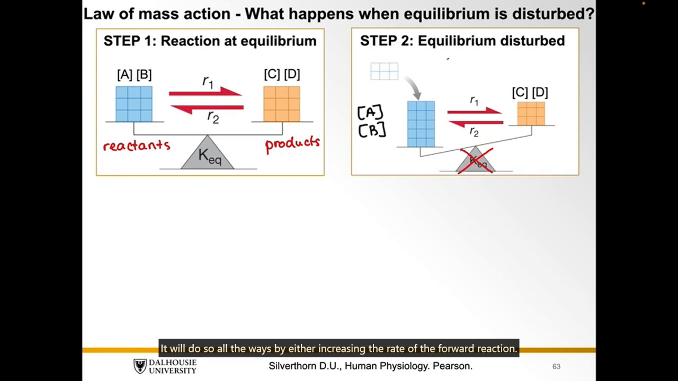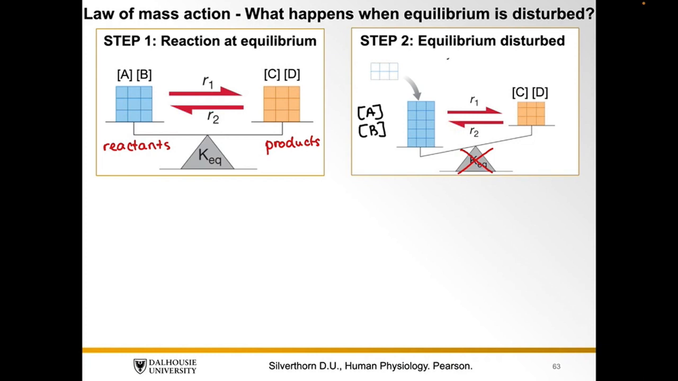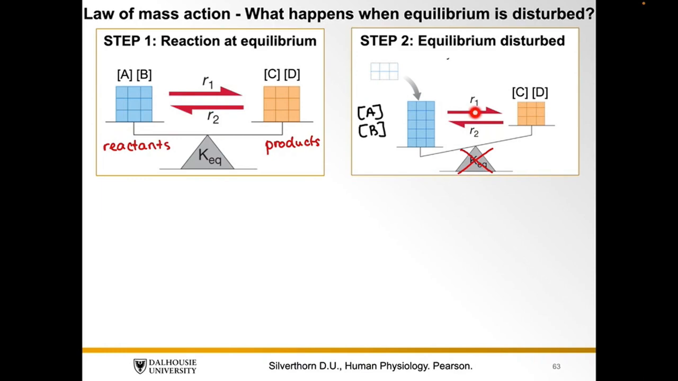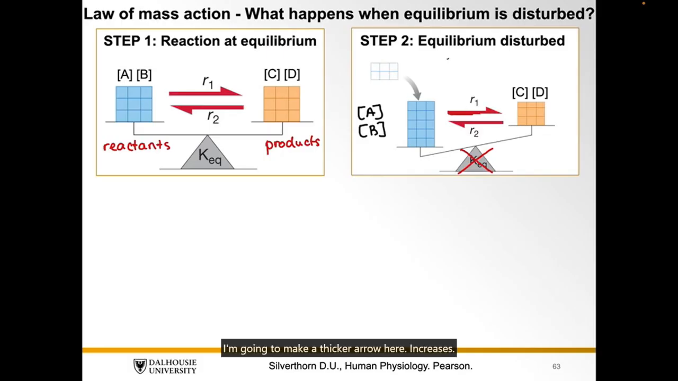It will do so always by either increasing the rate of the forward reaction or increasing the rate of the reverse reaction. Let's think about this logically. In this case, to reestablish the equilibrium, we need to get rid of some of the reactants. How do we do this? The system increases the rate of the forward reaction. So I'm going to make a thicker arrow here.